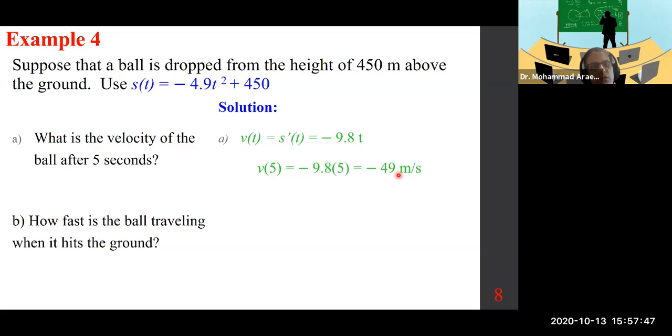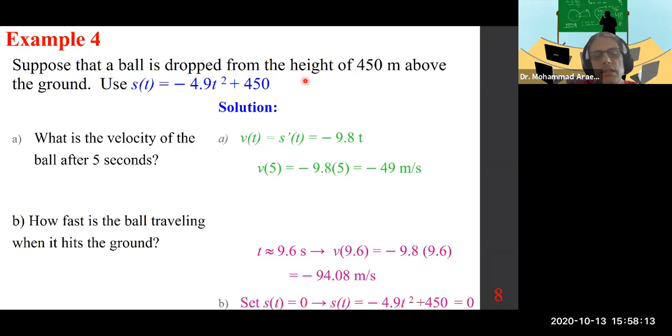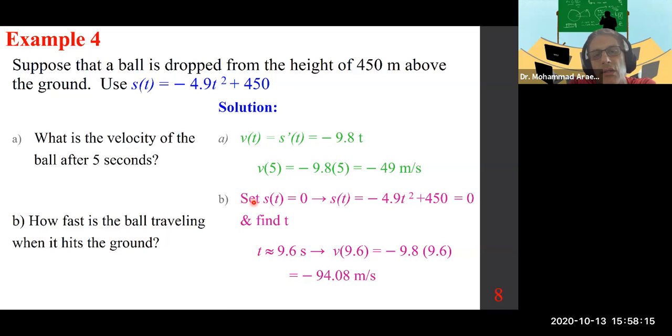How fast is the ball traveling when it hits the ground? When it hits the ground, what is the height? The height becomes 0. So you need to find how long it takes to hit the ground. Again, the order sadly is not the way I had it in mind, so class, my apologies. Set S of t equal to 0. That should be the first one.